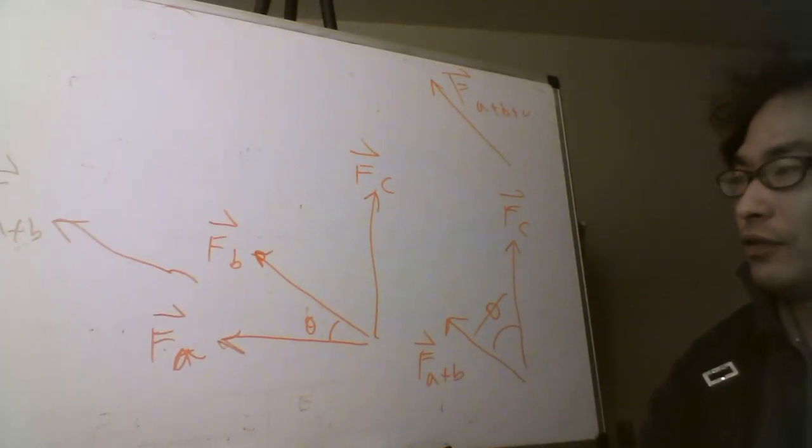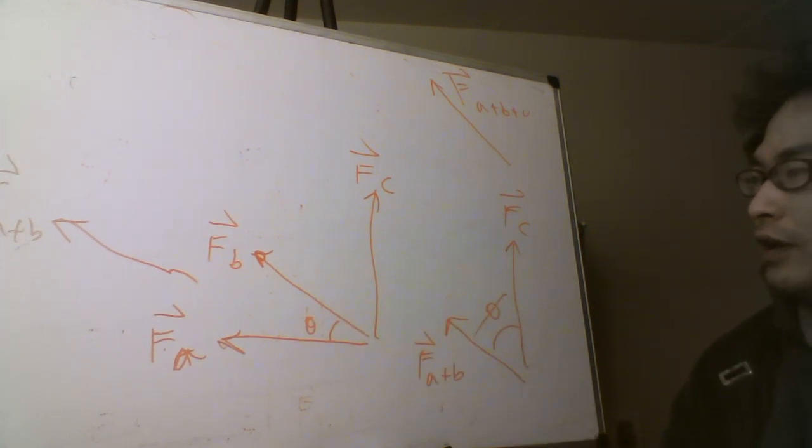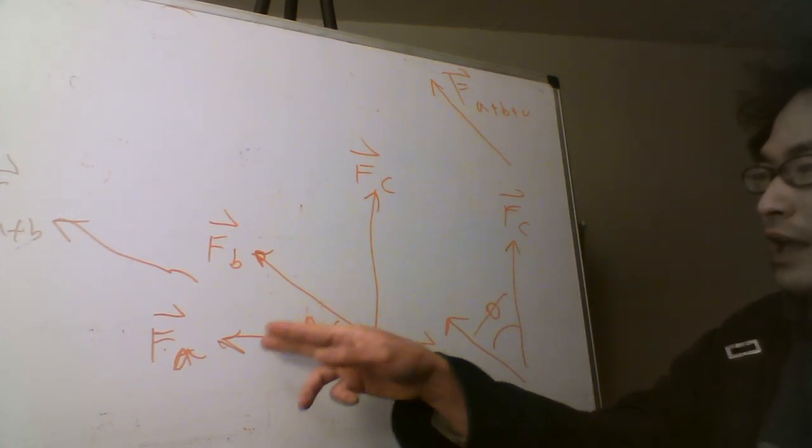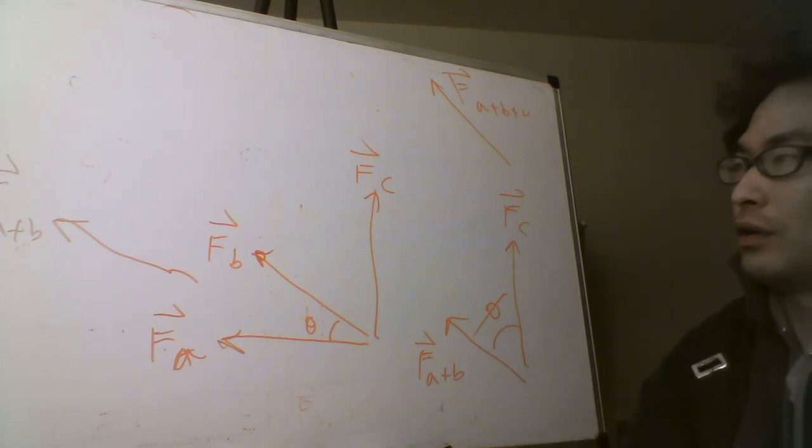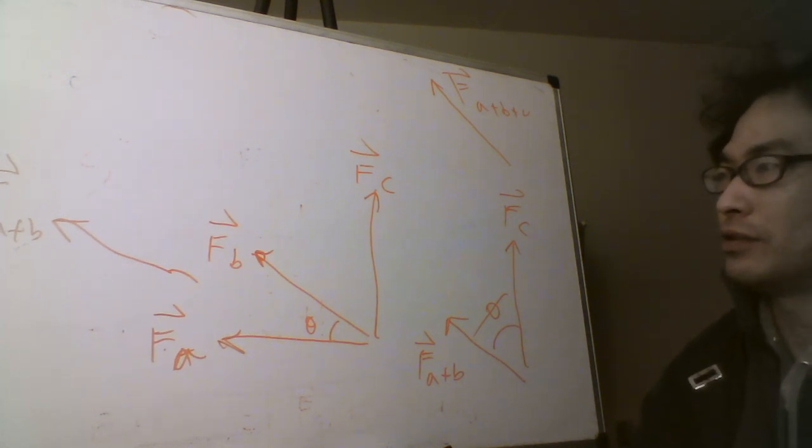All right. So you have FA, FB, FC. We have theta between A and B. So, vector summation.